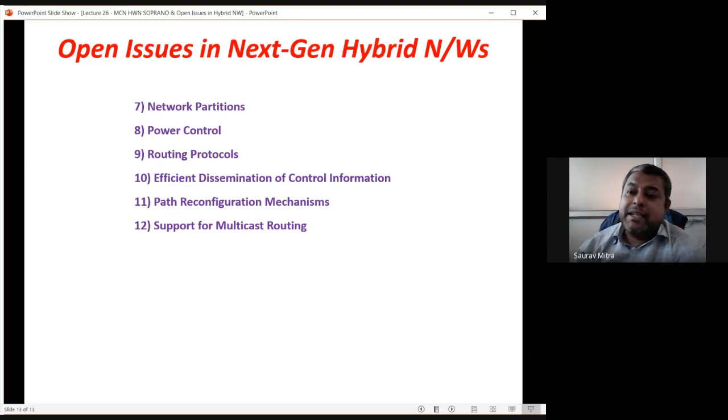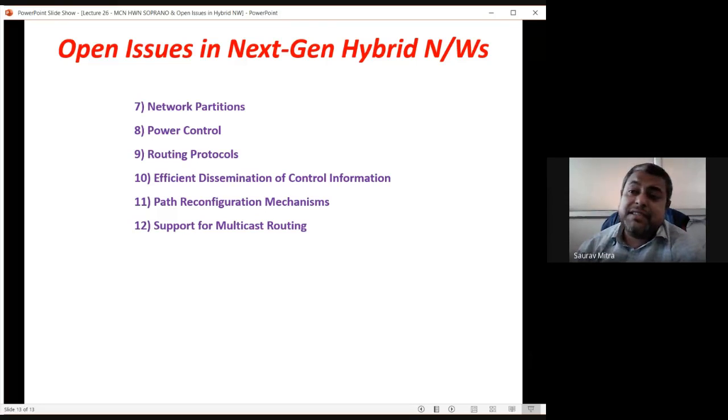Path reconfiguration mechanisms. I told you that if you are able to estimate that there is going to be a path break due to high mobility of some node, then before the path breaks, try to find a reroute. Don't wait for the path to break and then start rerouting. Before the path breaks due to high mobility of a node, find out the reroute path, and as soon as the path breaks, or even if there is huge mobility in any node, just shift the control from the present route to another route.